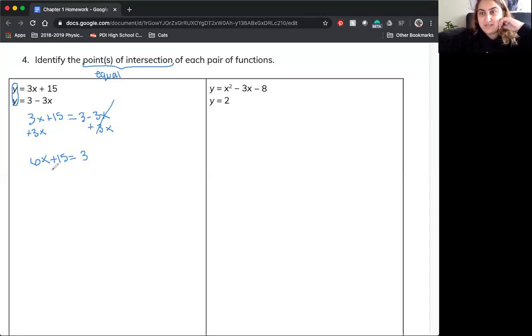Well, I'm not done, right? Because I need that 15 to move over. So I'm going to subtract 15 from both sides. So 3 minus 15 gives me a negative 12. So I have 6x equals negative 12. And now I need to get x completely alone. So to undo that 6, because the 6 is multiplying the x, I have to divide by 6. So I end up with x equals negative 12 over 6, which is just negative 2.